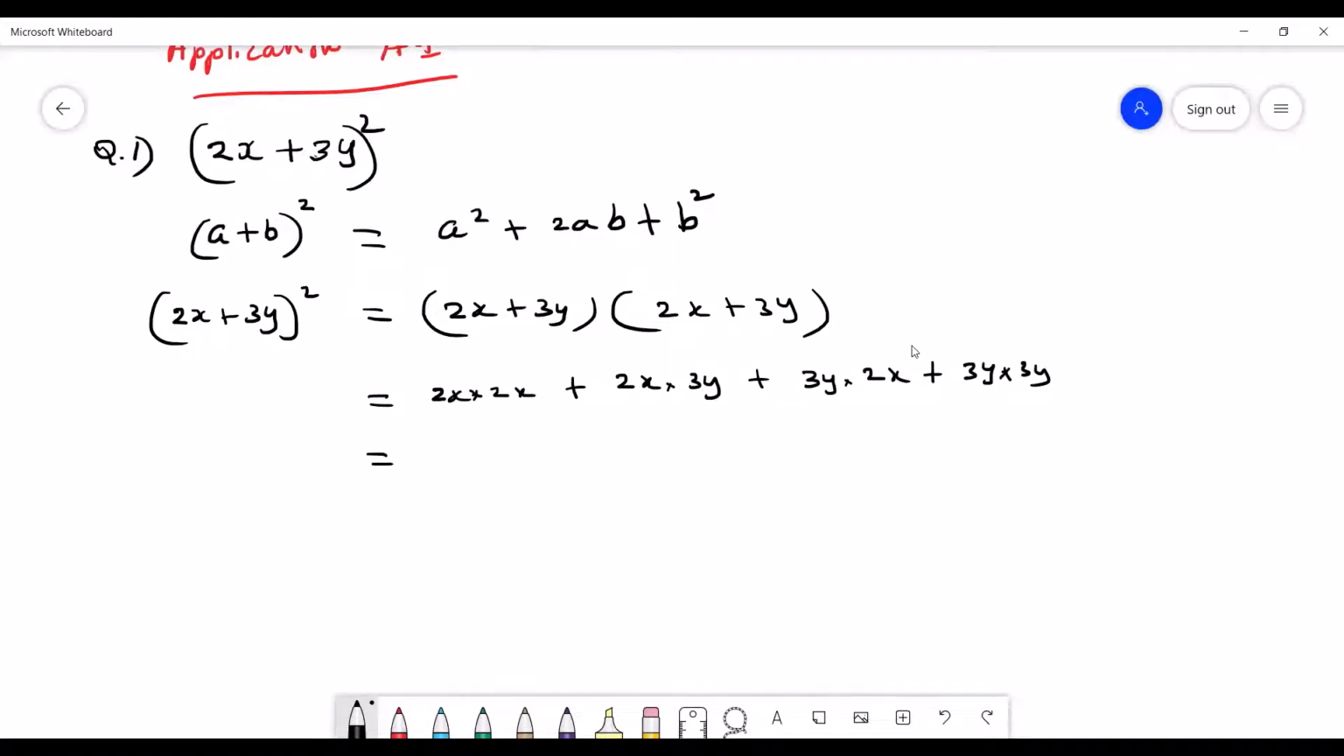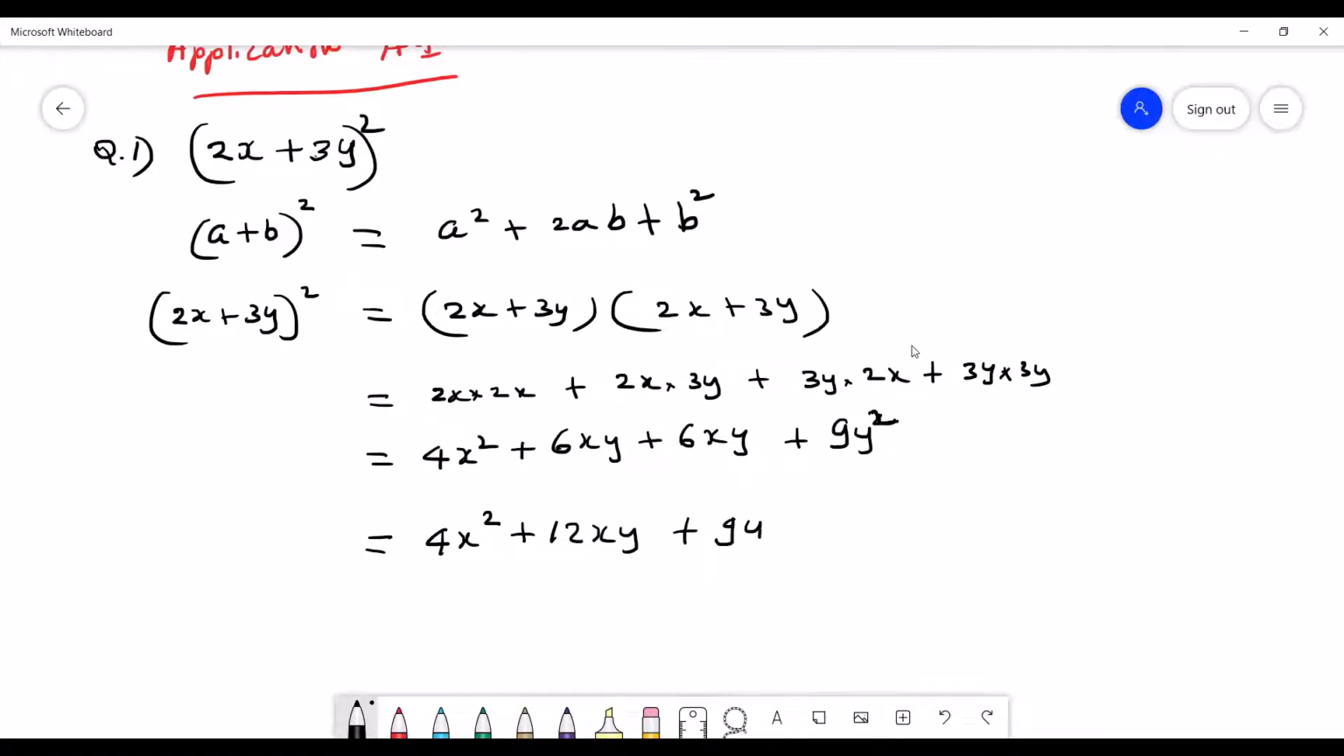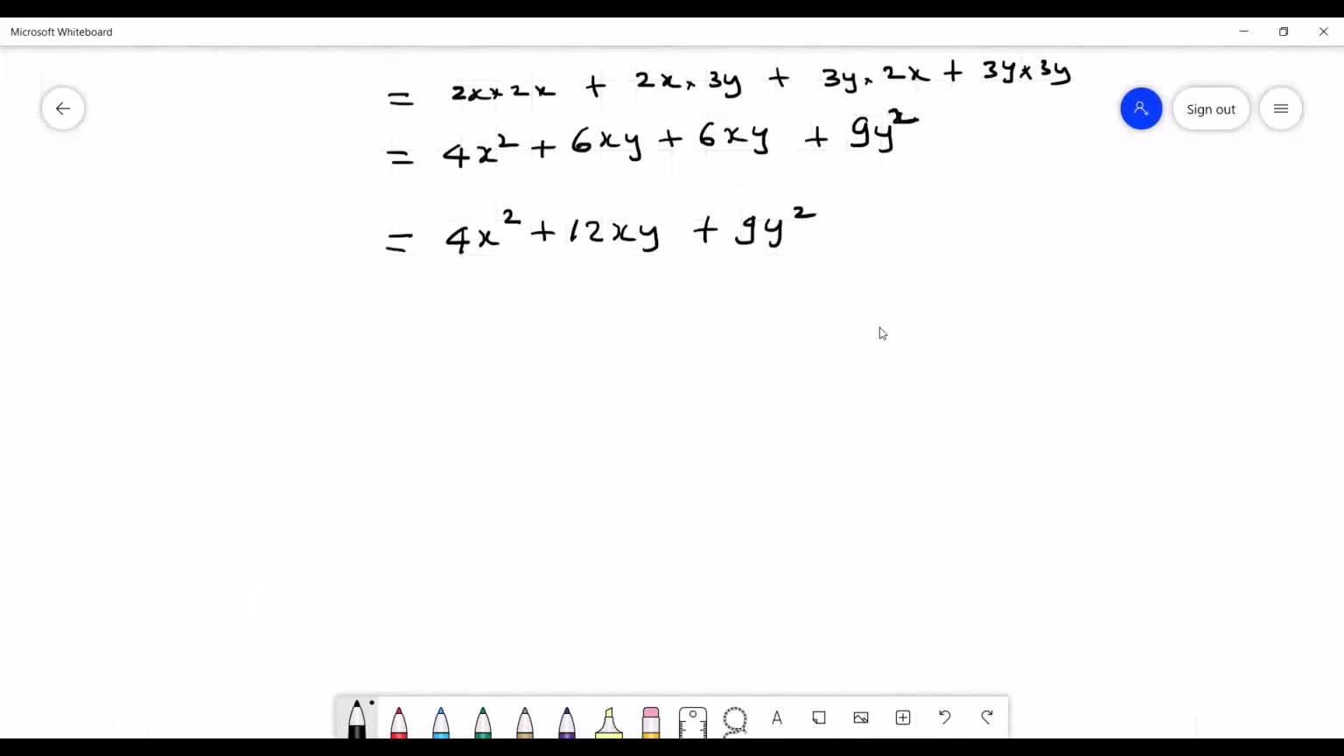So we are getting it as 4x square plus 6xy plus 6xy plus 9y square. 3 into 3 is 9 and y into y is y square. So what will this be? This will be equal to 4x square plus 6xy plus 6xy is 12xy plus 9y square. We are getting this as per the normal multiplication.